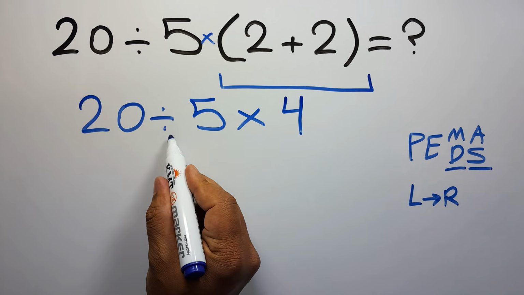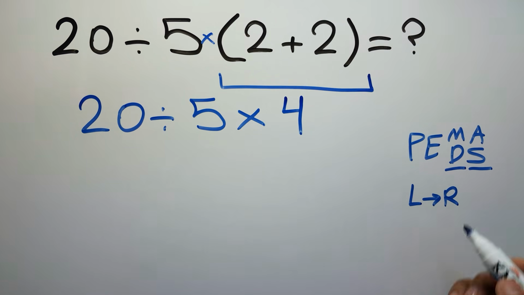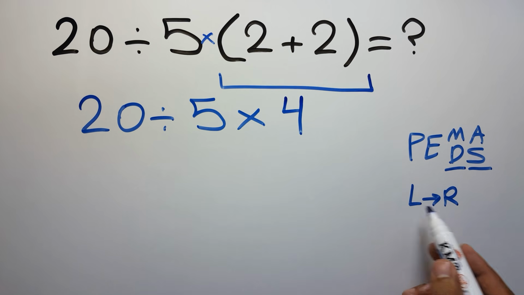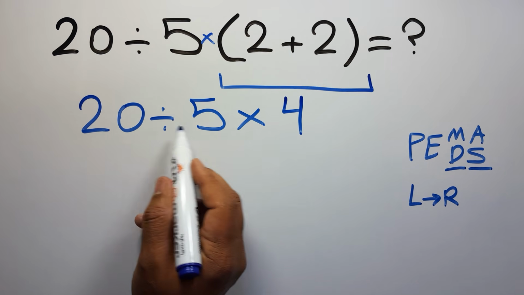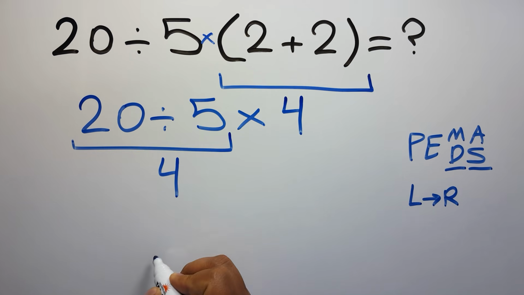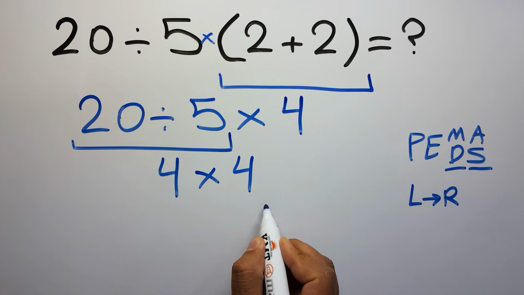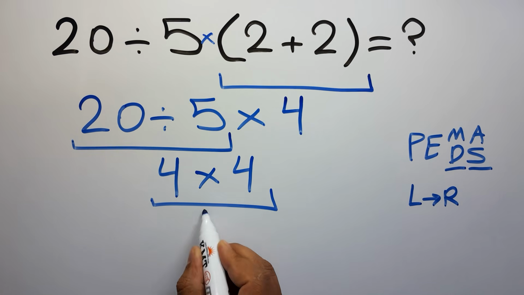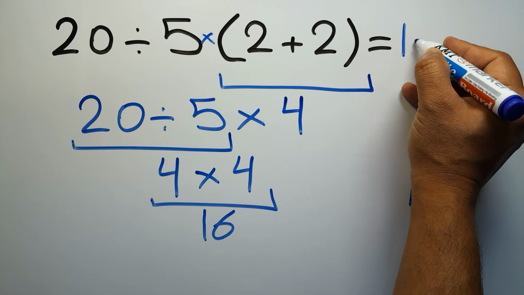Now we have one division and one multiplication. As I said, multiplication and division have equal priority and we have to work from left to right. So here, first we have to do this division. 20 divided by 5 equals 4. So we have 4 times 4, which equals 16. And this is our final answer to this problem. The correct answer is 16.